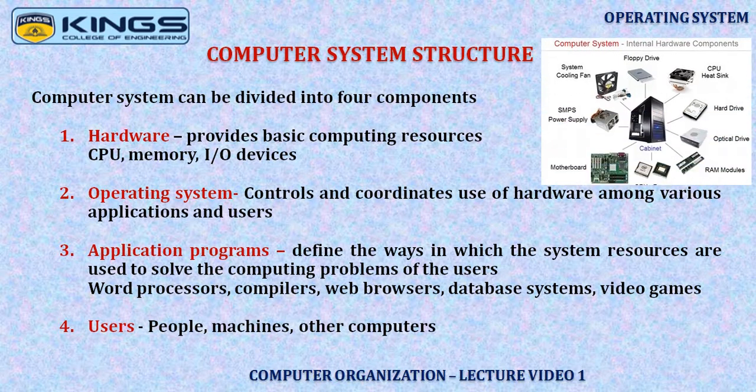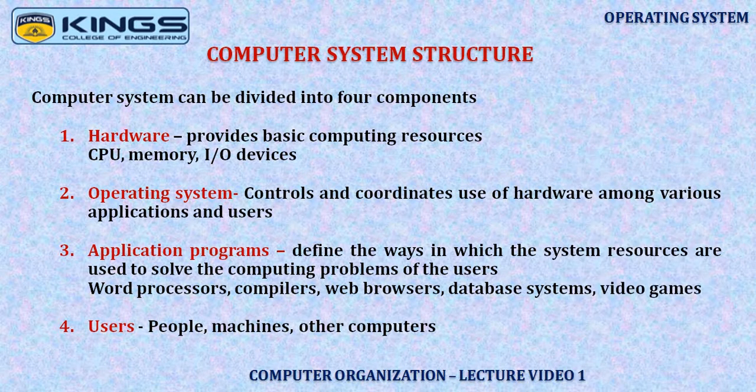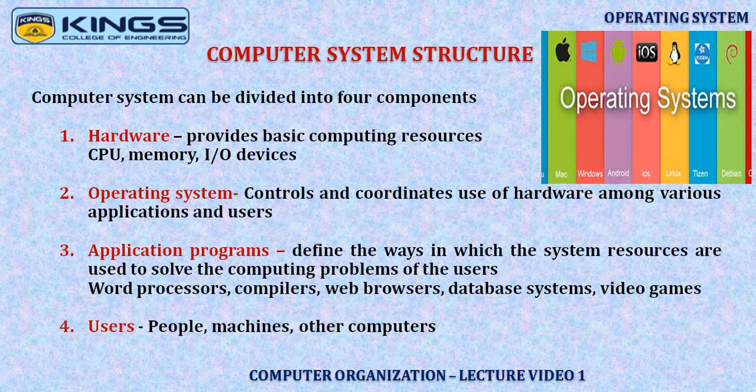Internal hardware components starting with the processor, motherboard, RAM, input-output, and storage units are highlighted here. The next component of the computer system is the operating system. Operating system is a software that controls and coordinates the use of hardware among various applications and users. On the right corner of the screen, popular operating systems are listed: Mac, Windows, Android, iOS, Linux, etc.